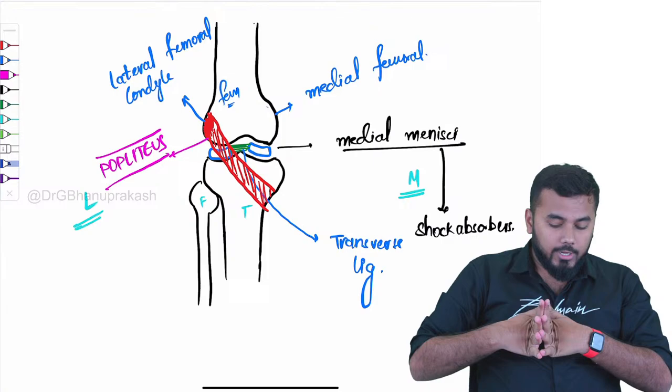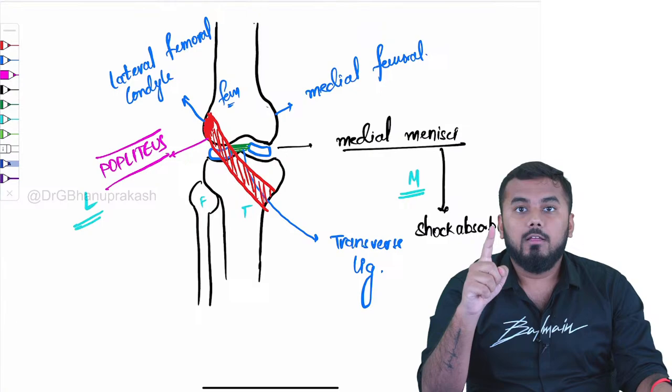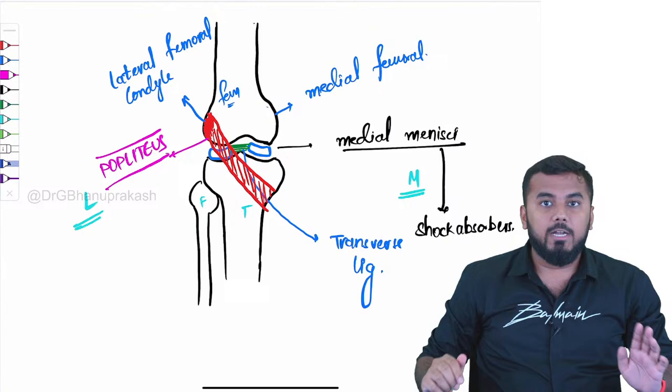What I'm trying to tell you is that the popliteus muscle is located towards the lateral menisci, so that the lateral menisci is safe. But on the medial menisci, there is no support, there is no muscle. That is the reason why most common injuries of the menisci are of medial menisci. Why? Because there is no popliteus there. Keep this thing in mind, okay?